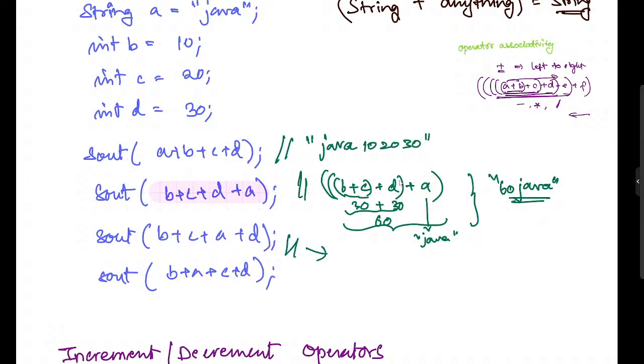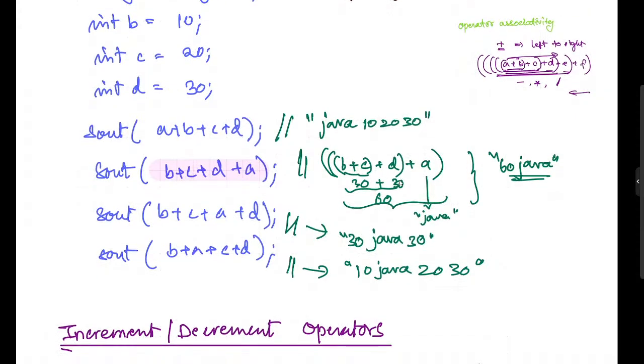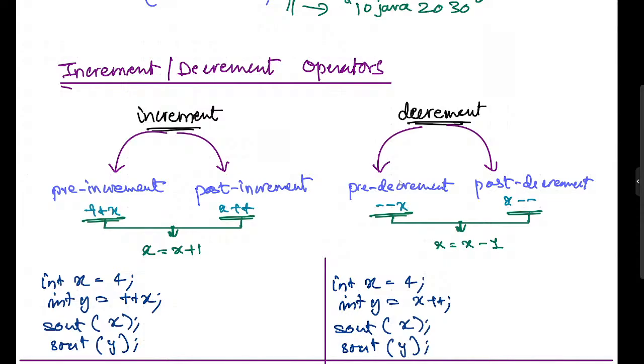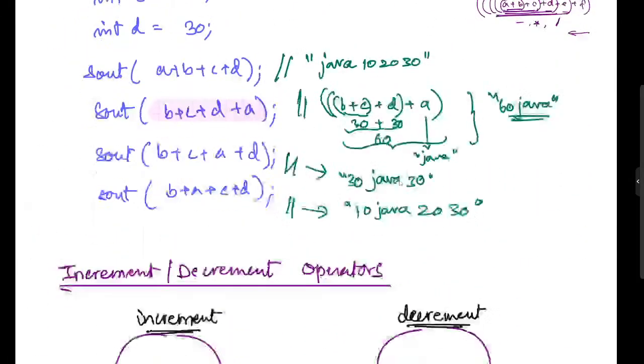In the same way, b plus c plus a plus d: b plus c is 30, and then plus a is Java, and d is already 30, so it would be like that. And then b plus a plus c plus d: b is already 10, a is Java, and c plus d, what is c plus d? 20 and 30, so 20 30. That is how this works. Again, if you follow the associativity rules, you will be able to get the answer correctly. So that is about string concatenation.